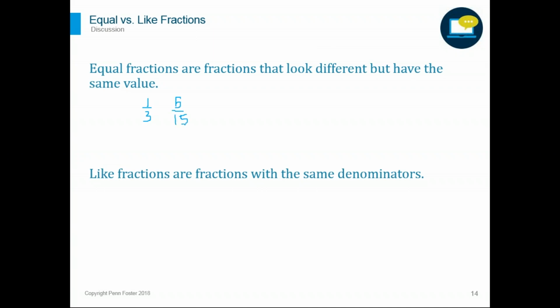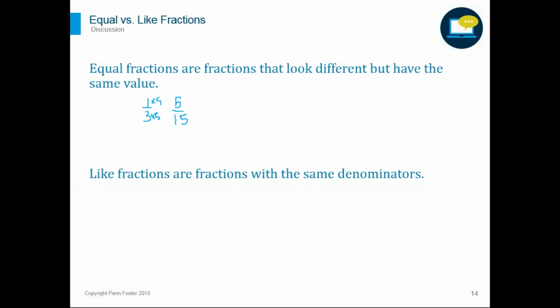If you cross multiply, you will find the product equals the product. Or if you think about it, 3 times 5 will give you 15, and also 1 times 5 will give you 5. So 1 over 3 and 5 over 15 is an example of equal fractions. They do not look anything like each other, but in the core value, they are the same.